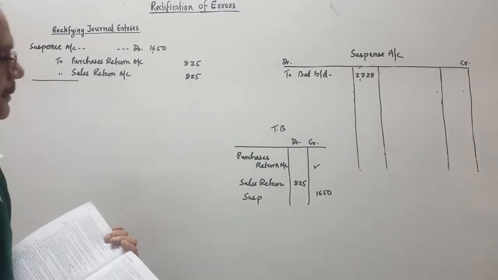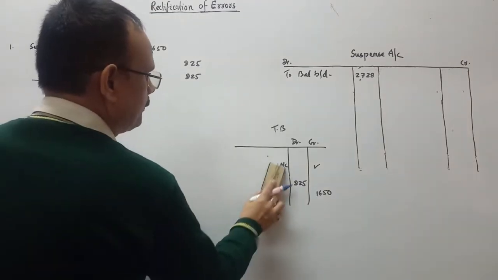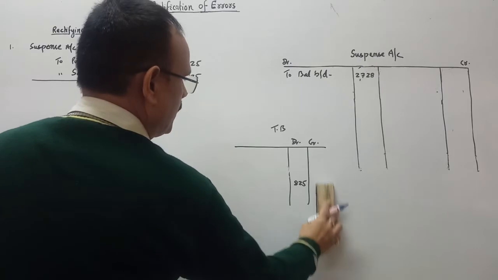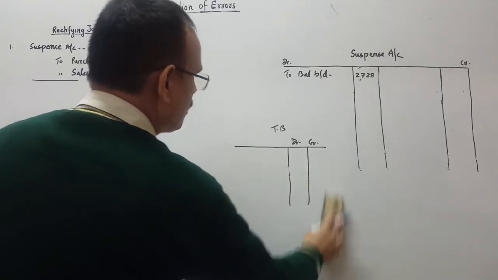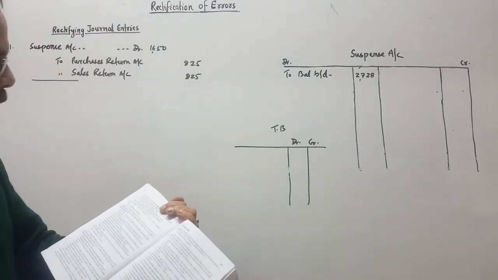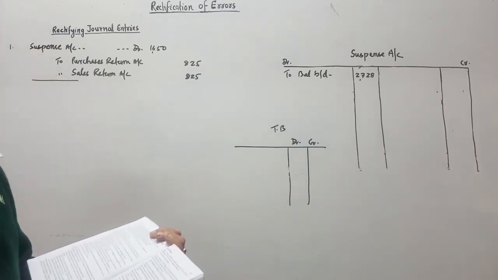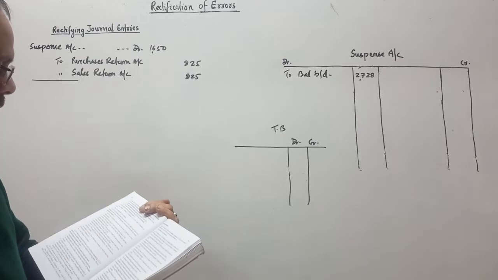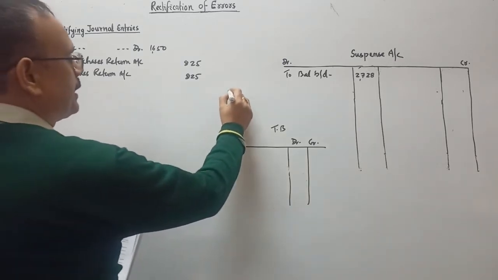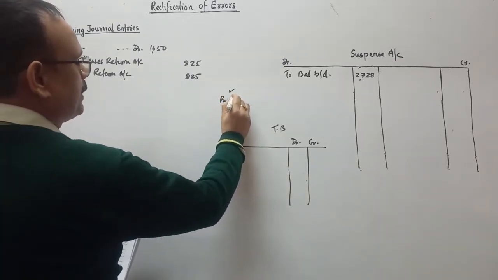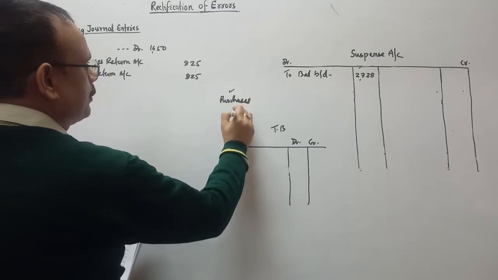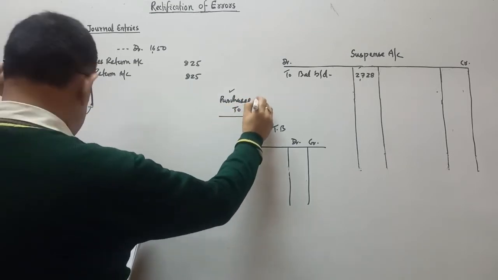This is the first rectification of error, number one. Now coming to the next. Goods purchased from Suresh 1800 recorded in the sales book as 180. You have purchased the goods. The right entry is purchase account debit to Suresh account, 1800.